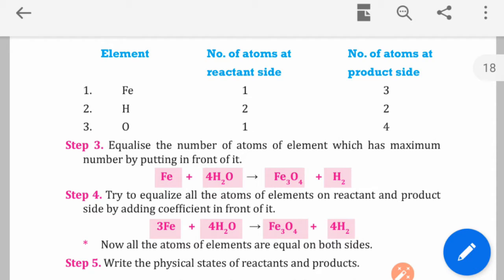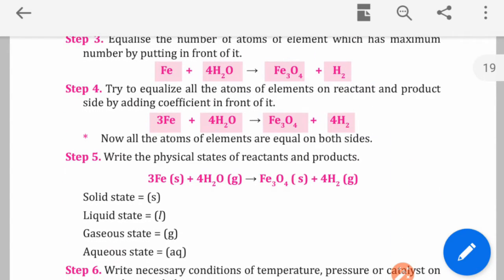Like Fe, it's 1 on the reactant side, 3 on the product side. So we can write 3 Fe on the left hand side. Hydrogen is 2 and 2 on both sides, so we need not look at it. Look at oxygen, it's 1 and 4. So on the reactant side in front of water we write 4H2O. By doing this we see that the hydrogen number becomes 8, so we write 4 in front of hydrogen on the right hand side, and then write all the physical states of reactant and product.